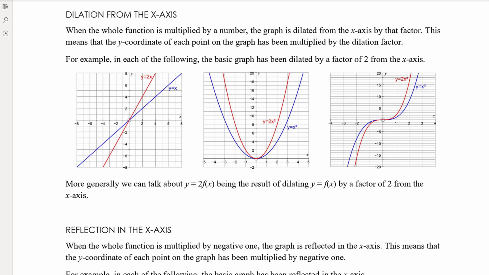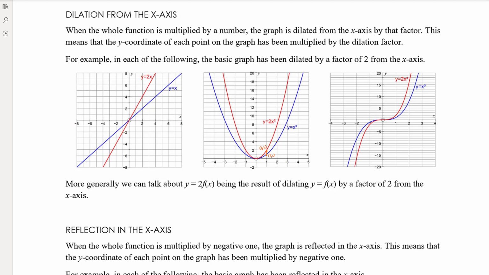Okay. And what's actually happening is that the graph is being stretched away from the x-axis by a factor of 2. It's being dilated from the x-axis by a factor of 2. And what that means is the y-coordinate of every point on this graph is being doubled. So for example, let's have a look at the parabola here. This point here that I've started with here, that's (1, 1). We doubled the y-coordinate and it's now up here at (1, 2).